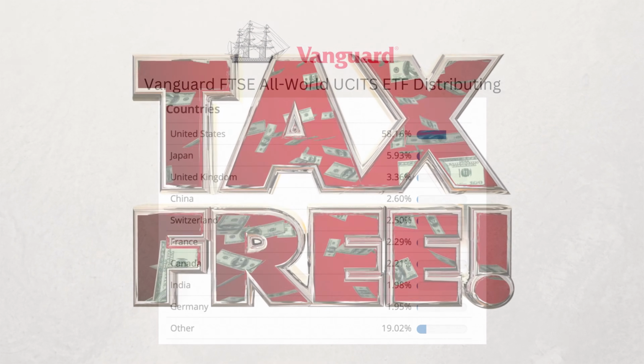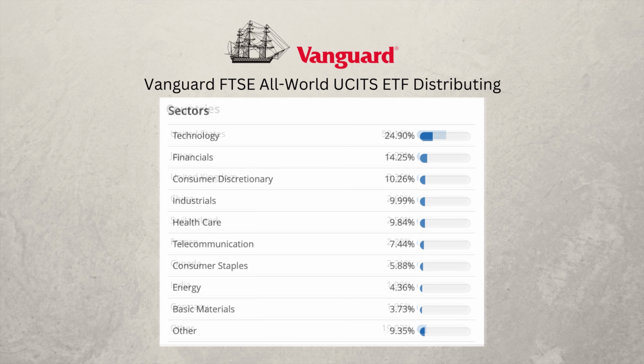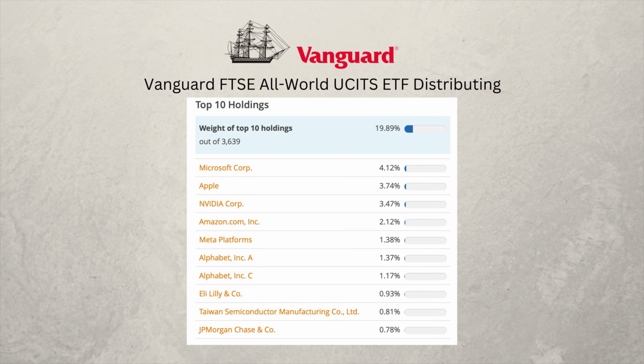to pay. This screen shows where the companies are based in the All-World ETF. Nearly 60% is from the USA, with the UK making up less than 3.5%. Here are the sectors you would have exposure to, with technology making up the largest slice of the pie at almost 25%. And here are the largest companies you would own with this ETF. No surprise that most of the largest ones are from the US.